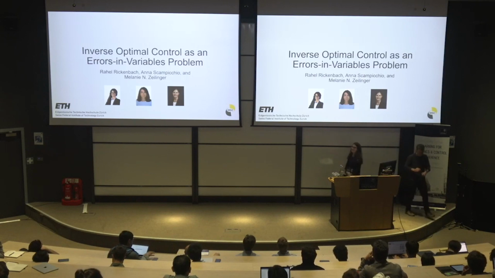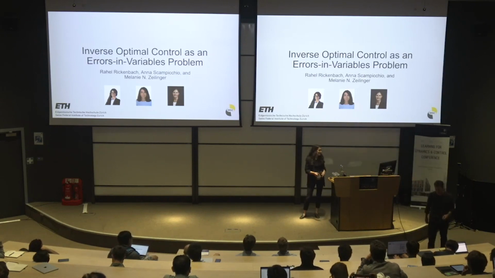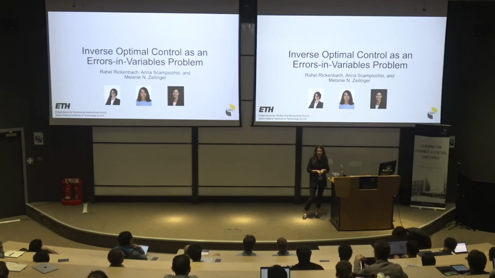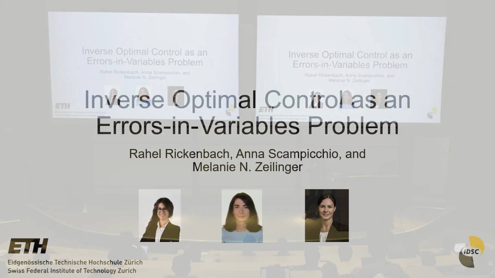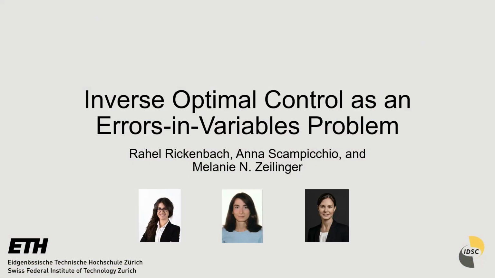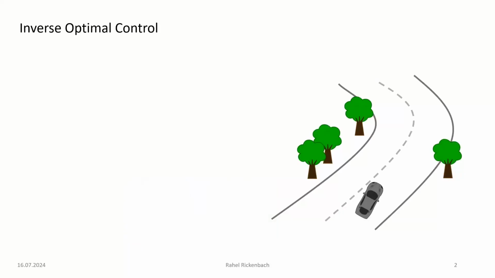Thank you for the introduction, and welcome to my presentation, Inverse Optimal Control as an Errors in Variables Problem, a project that I did in collaboration with Scampicchio and Melanie Zeilinger, who are both here today. I would like to start with a motivating example that consists of an autonomous car on a street surrounded by some obstacles like trees with which we do not want to collide. This describes an application where we're interested in safety, but maybe also in performance. So we might want to race or we might want to stay close to the center line.